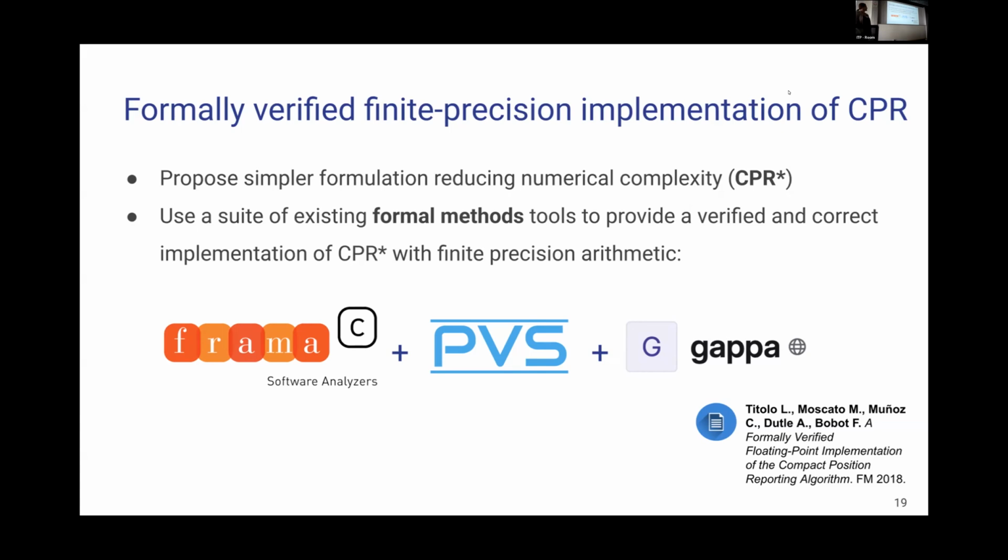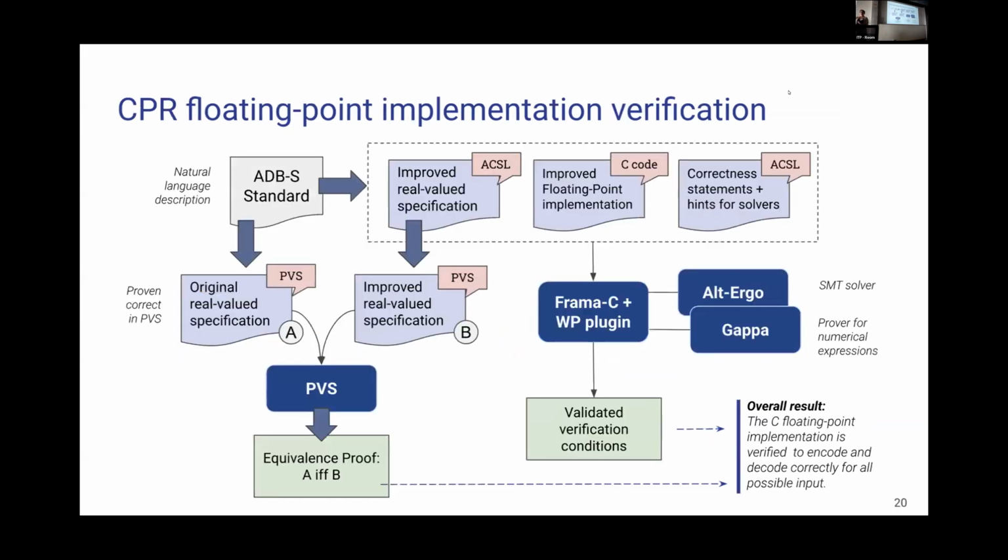For this, we used Frama-C, which is a very popular static analyzer for C, the theorem prover PVS, and Gappa. Gappa is also a prover for numerical programs. So this is an overview of the approach. Here we have the ADS-B standard, and from that, we have the original real value specification for which we have provided a proof for this slightly different set of requirements.